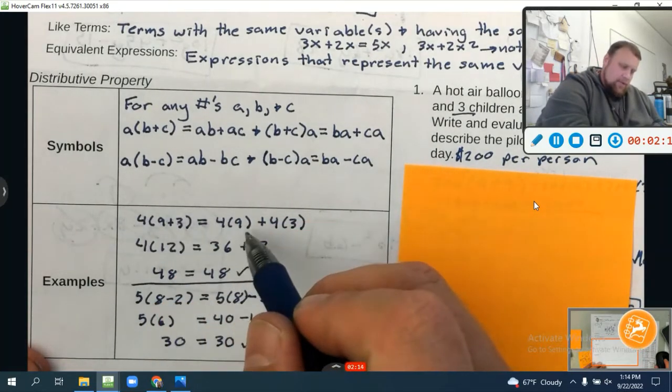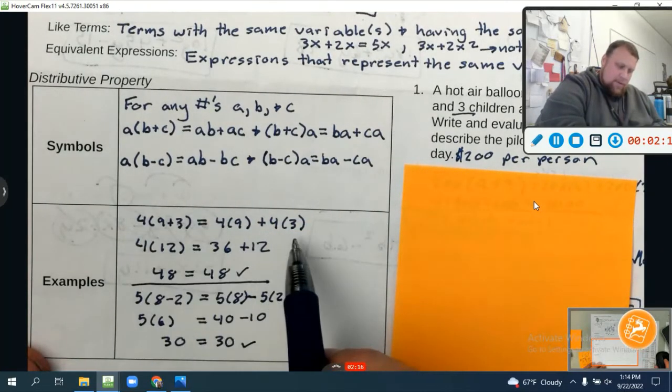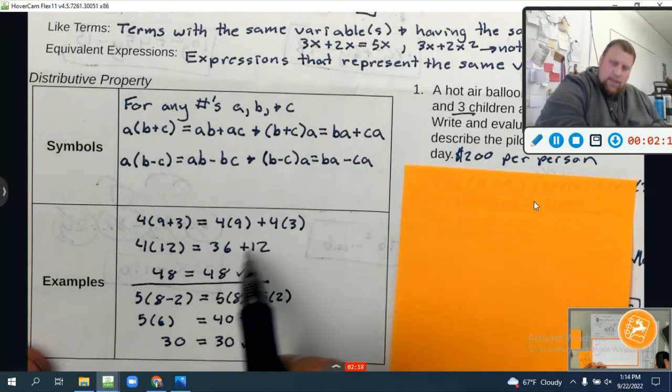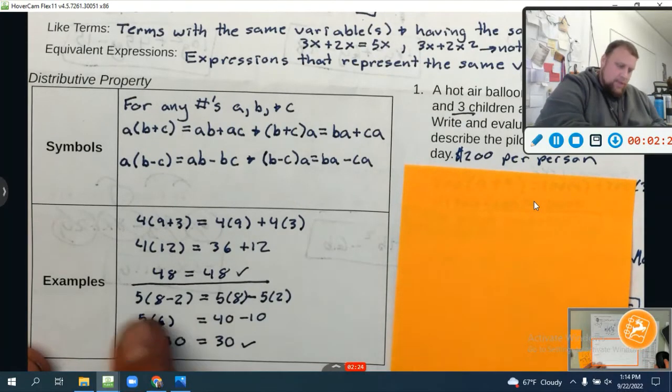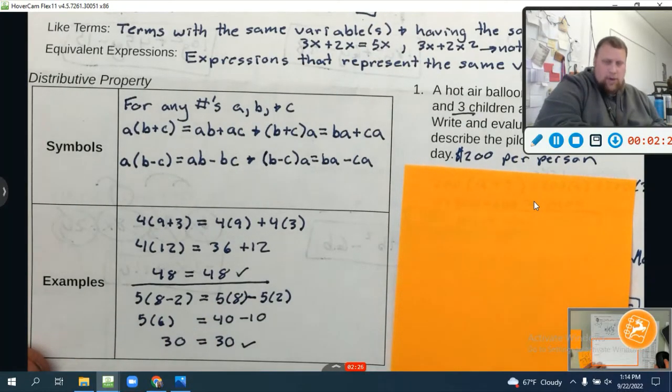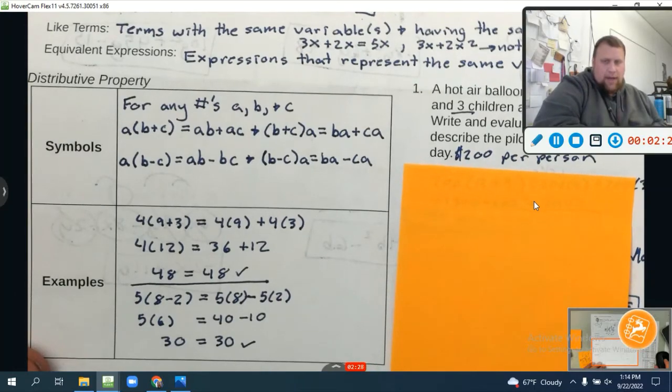So I'm going to do that. 4 times 9, and then 4 times 3. 4 times 9 is 36. 4 times 3 is 12. We add those together and get 48. See how they turn out to be the same thing? And it works out the same for subtraction as well. So just keep that in mind.